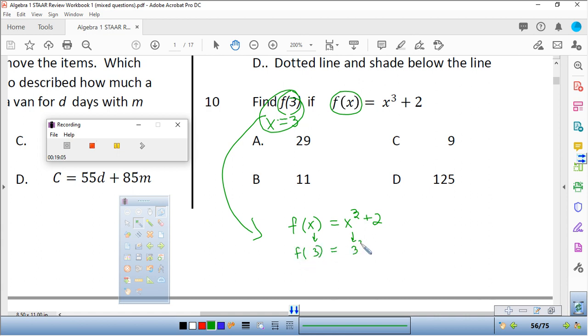The only thing is f of 3 has a value. We need to finish this up. So f of 3 gives me 27 plus 2. So f of 3 gives me 29. Cool? I'm going to show you another way in the calculator, guys. You can put that in the calculator really easy.